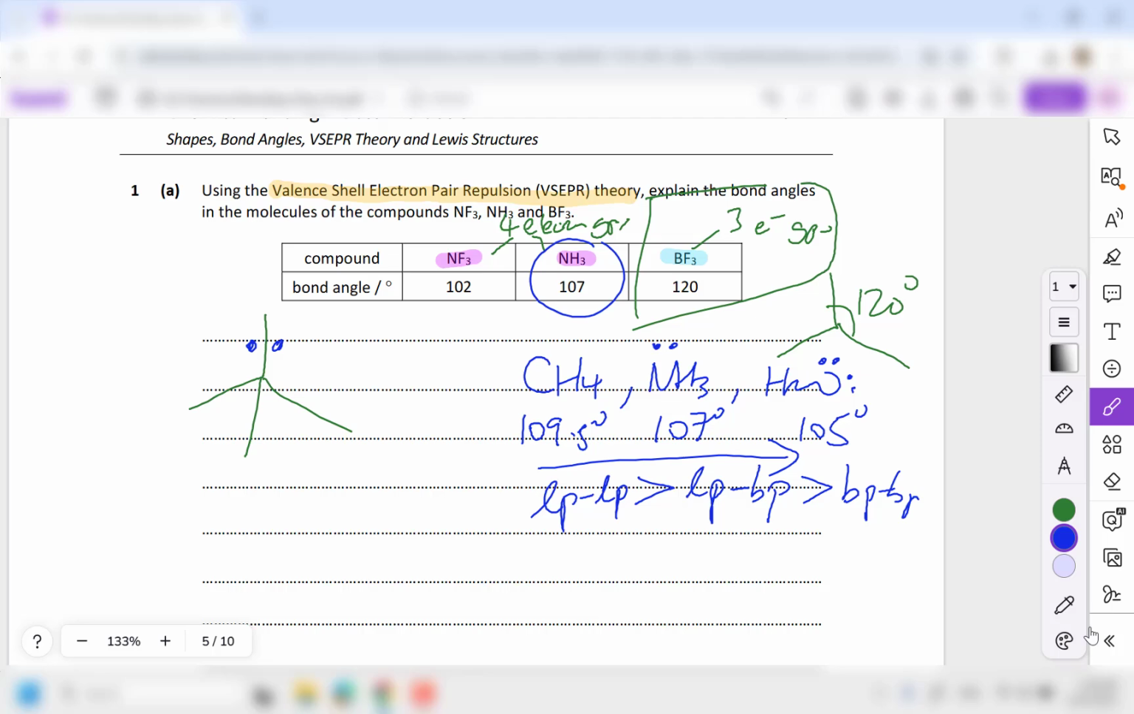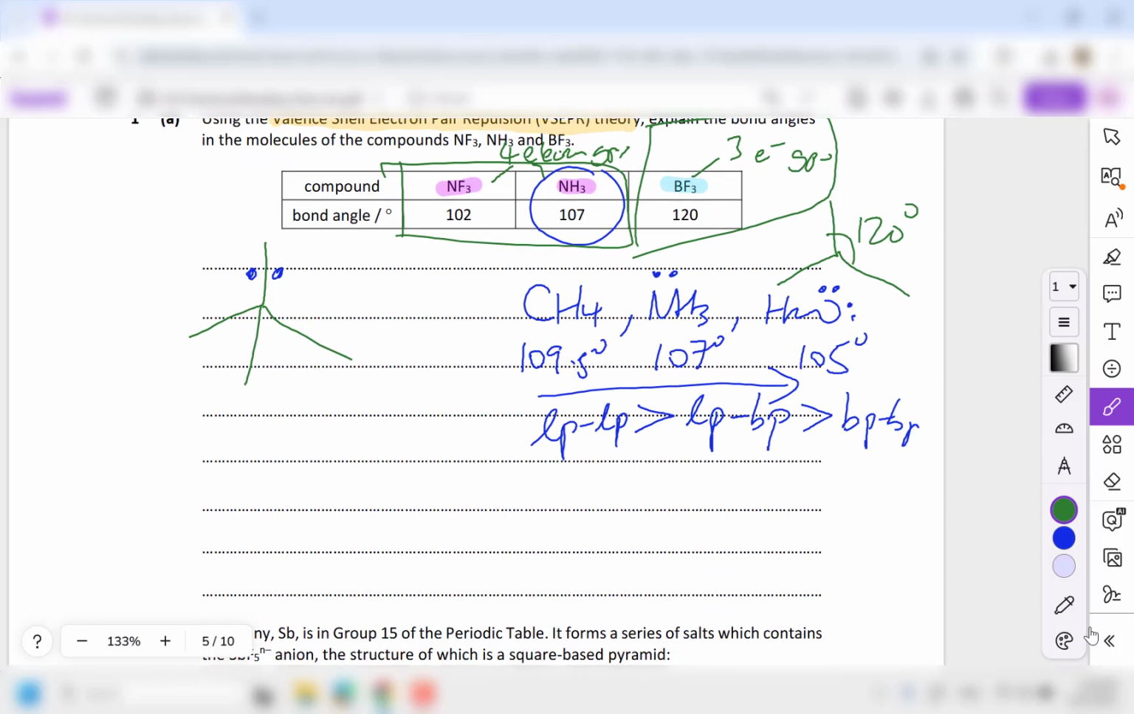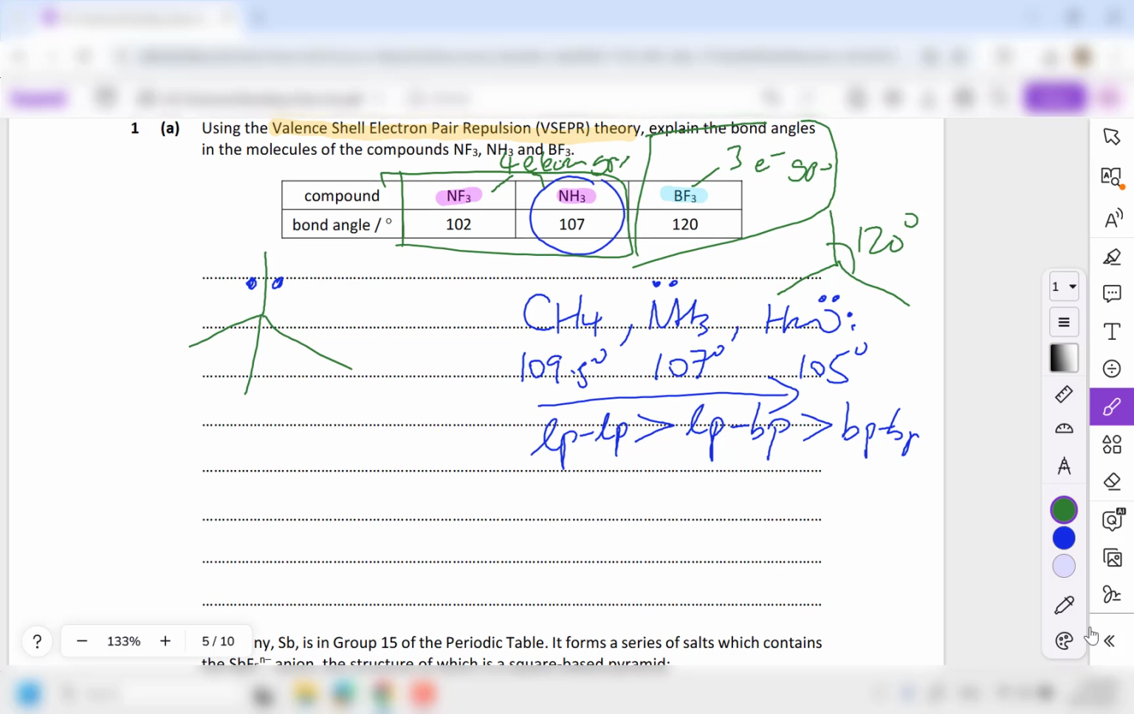But in our case here, we are supposed to compare between NF3 and ammonia. Why is it that NF3 has a smaller bond angle than ammonia? In that case, we have to look at a factor that is outside the VSEPR theory. Basically the VSEPR theory will give you a generic bond angle like what we have discussed. 3 electron groups, we are looking at trigonal planar geometry, 120 degrees. 4 electron groups, we are looking at tetrahedral geometry, 109.5 degrees.